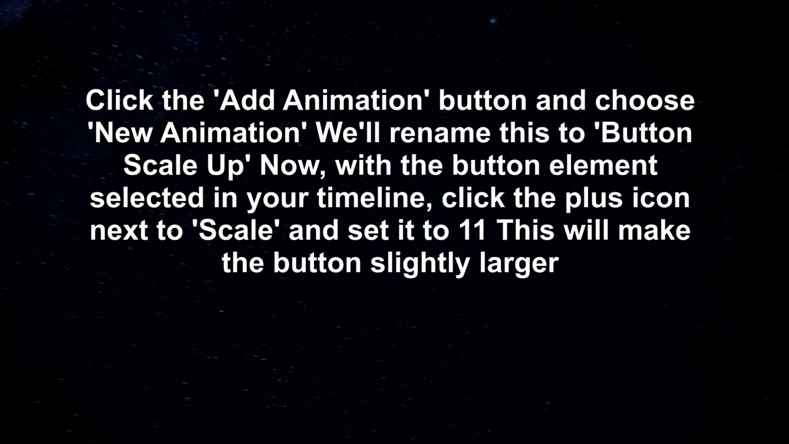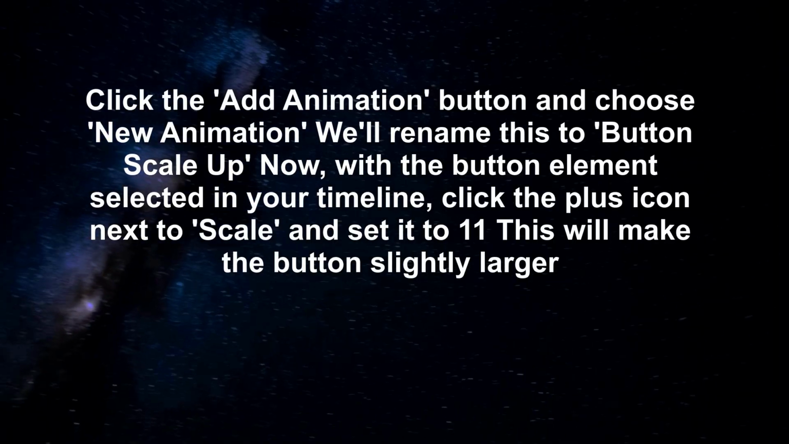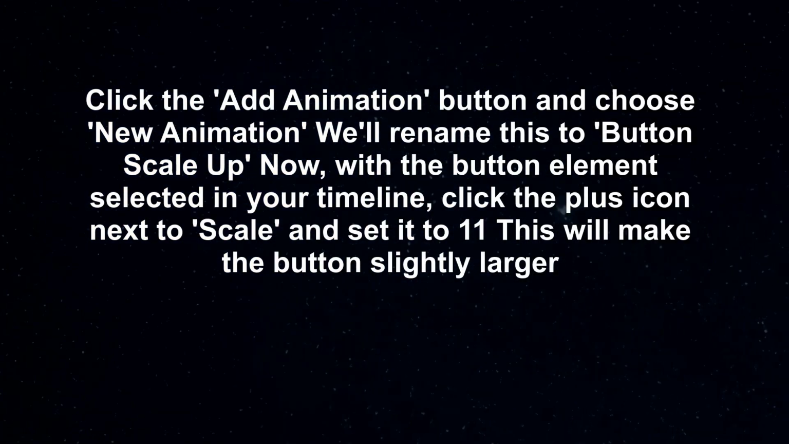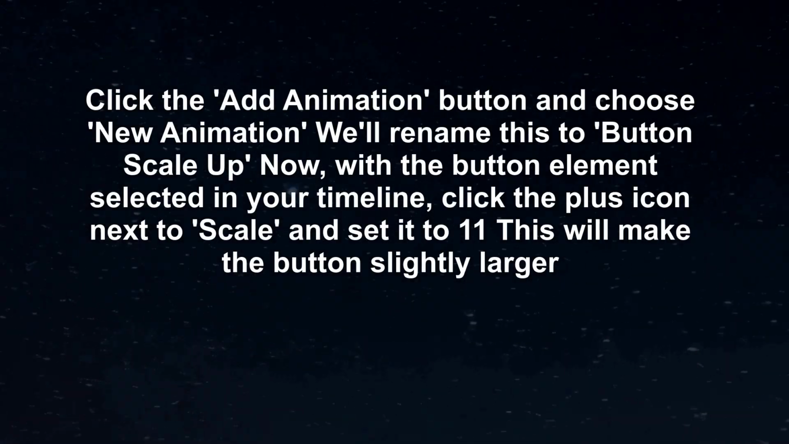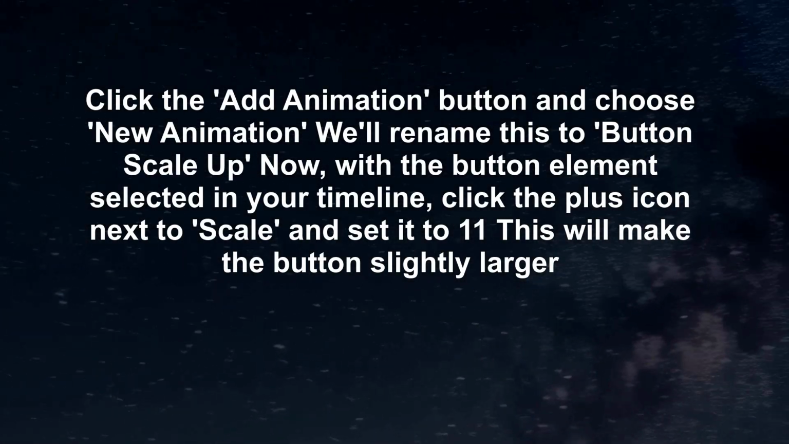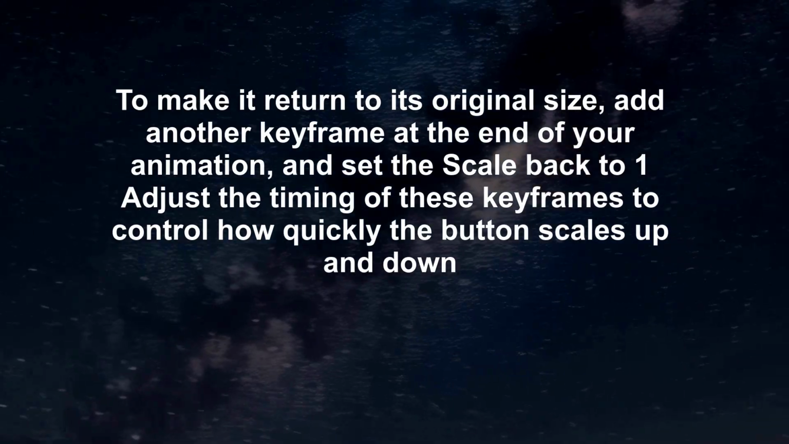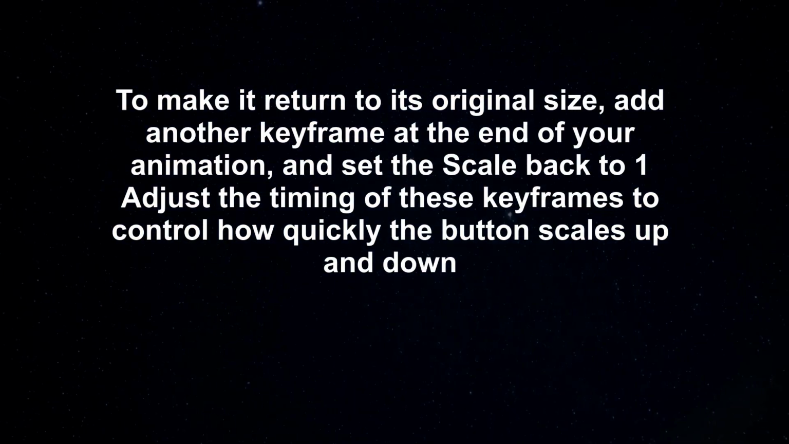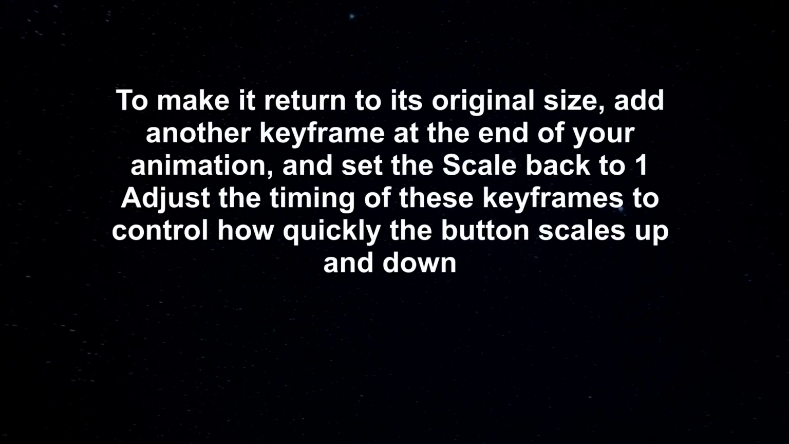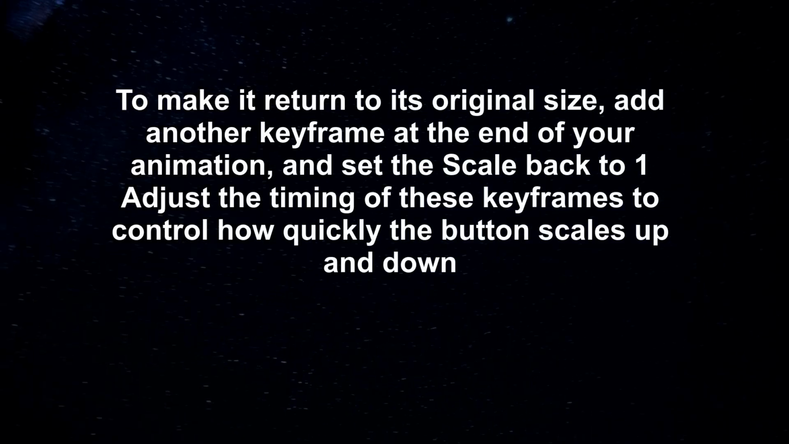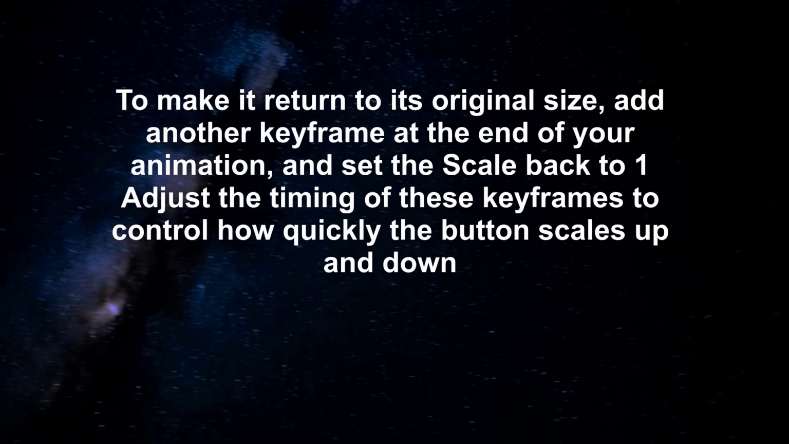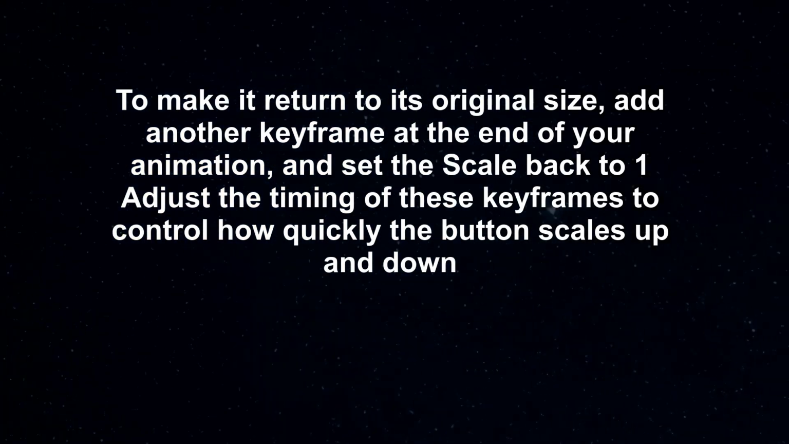With the button element selected in your timeline, click the plus icon next to Scale and set it to 11. This will make the button slightly larger. To make it return to its original size, add another keyframe at the end of your animation and set the scale back to 1. Adjust the timing of these keyframes to control how quickly the button scales up and down.